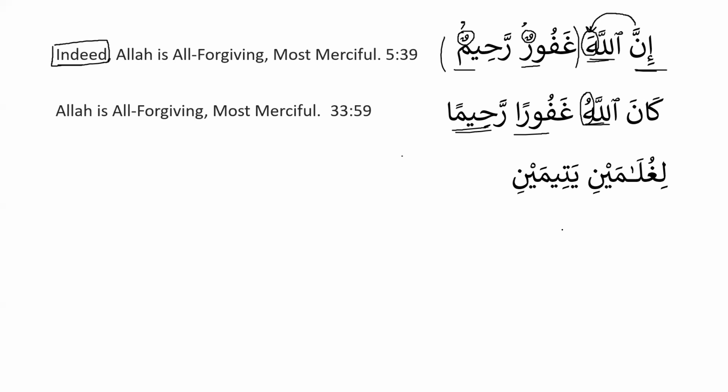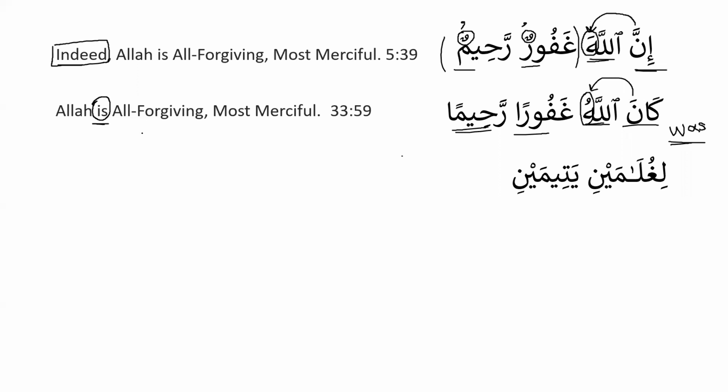لِغُلَامَيْنِ يَتِيمَيْنِ. What is the meaning of kana? Kana means was when we talk about the Arabic language. But when we use it with lafz al-jalala, with Allah subhanahu wa ta'ala, it is always translated as is. Let me explain it again, very important. Kana means was only when we talk about any other thing in the Arabic language. But whenever kana is used with Allah subhanahu wa ta'ala, then it is translated as is.